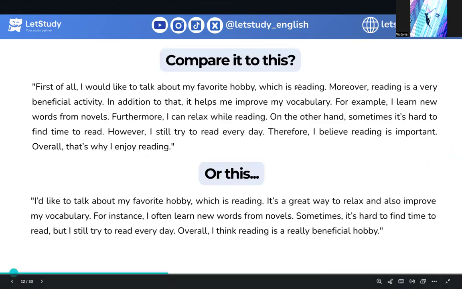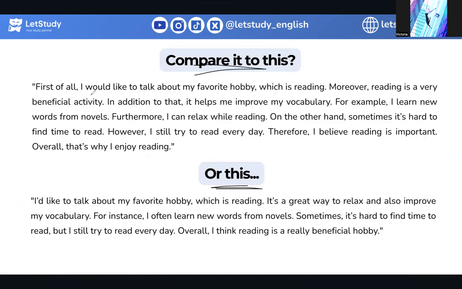Okay, now compare the first one to this. First of all, I would like to talk about my favorite hobby, which is reading. Moreover, reading is a very beneficial activity. In addition to that, it helps me improve my vocabulary. For example, I learn new words from novels. Furthermore, I can relax while reading. On the other hand, sometimes it's hard to find time to read. However, I still try to read every day. Therefore, I believe reading is important. Overall, that's why I enjoy reading.